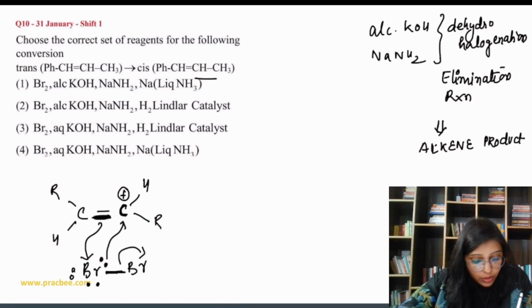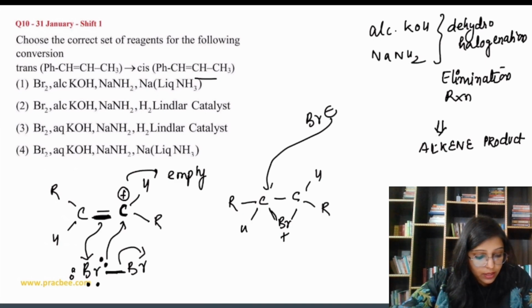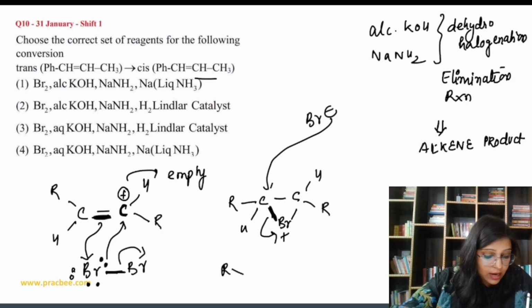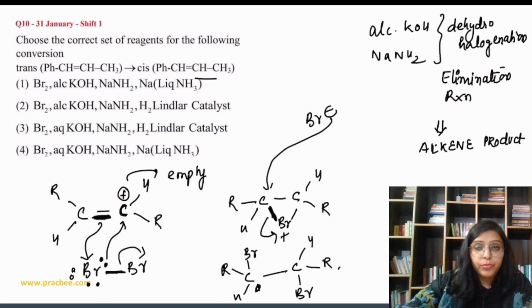So if I say carbocation, carbocation means empty orbital. So we have R, C, C, Br positive, then H, H and R. Now Br minus is going to add on this carbon, and the electron of this bond dissociates, or this bond breaks. So we get R, C, H, C. Here we write Br over here, and here Br is over here below the plane. Understood? So in that way we have to do.